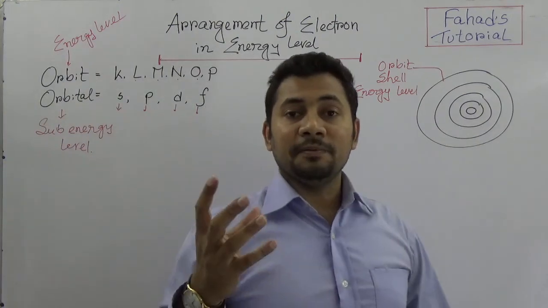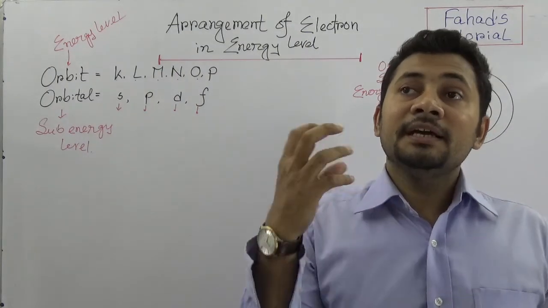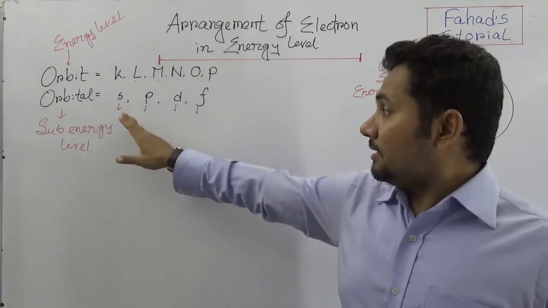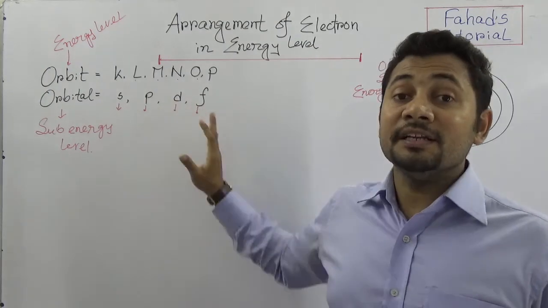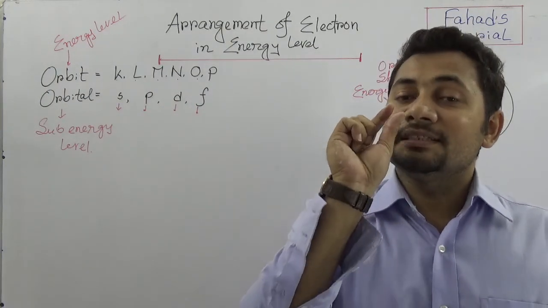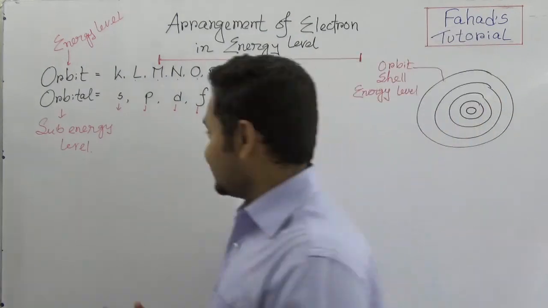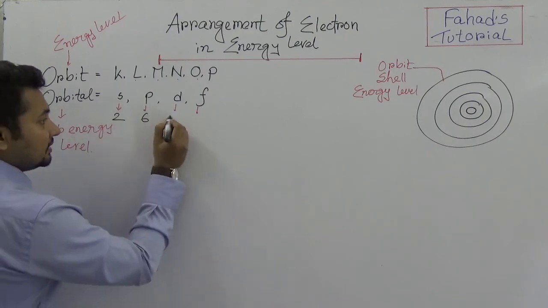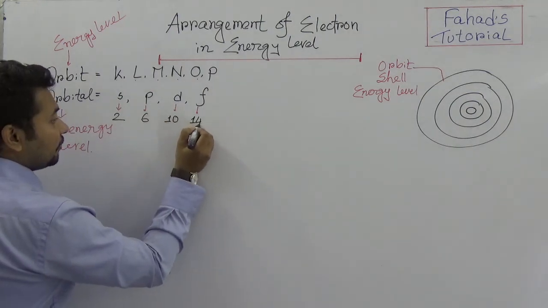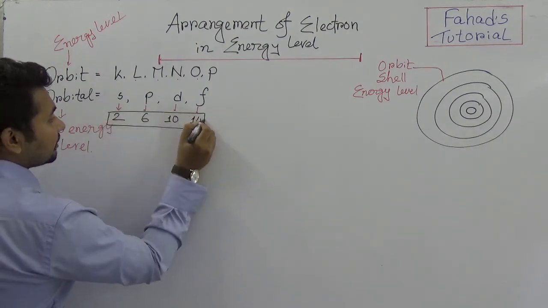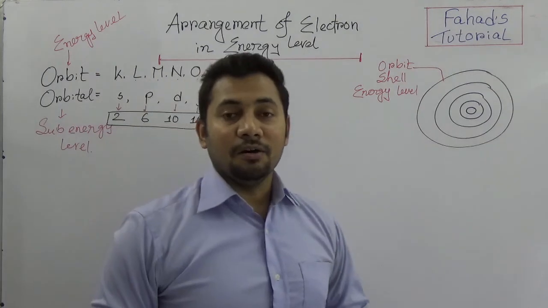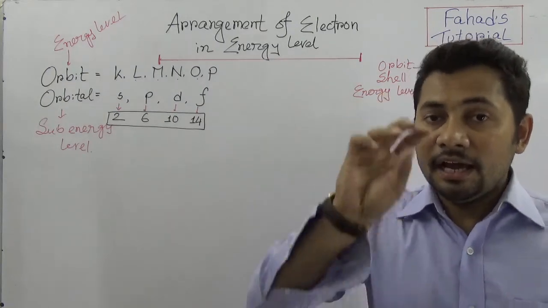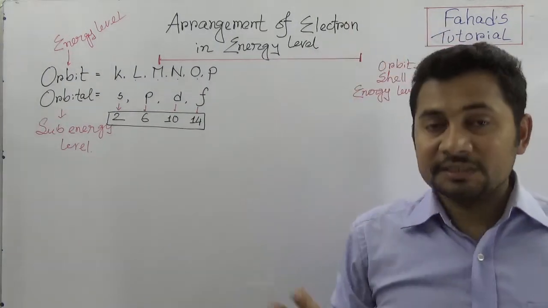An orbital is a sub-level of an orbit where there is a higher probability of finding electrons. The orbitals are denoted as s, p, d, f, and each orbital has a fixed number of electrons: s orbital 2, p orbital 6, d orbital 10 and f orbital 14. This is the limited number of electrons each orbital can hold. Keeping these in mind, we need to understand how electrons are arranged.